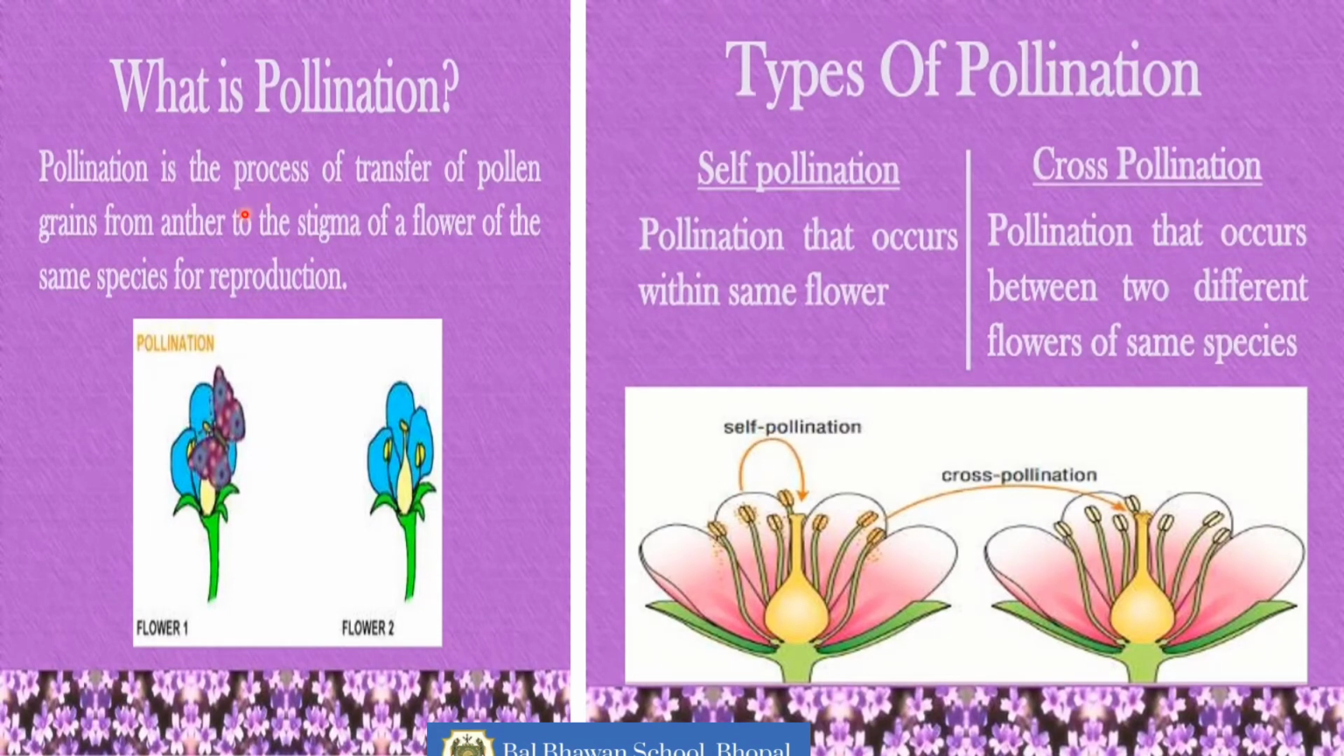So what is pollination? It's the process of transfer of pollen grain from the anther to the stigma of a flower of the same species for reproduction. There are two types of pollination: self-pollination and cross-pollination. Self-pollination is when the pollination occurs within the same flower or another flower on the same plant. When we talk about cross-pollination, the pollination occurs between two different flowers of the same species which are found in two different plants.